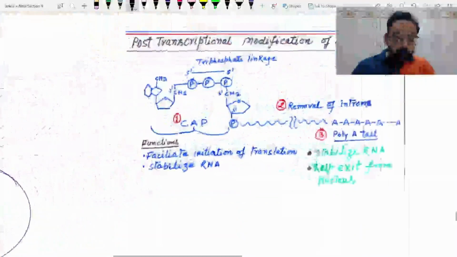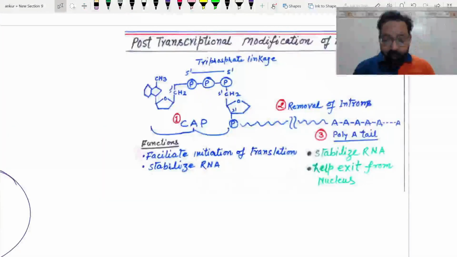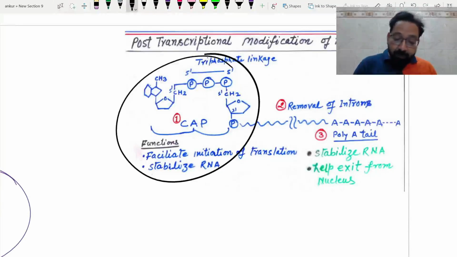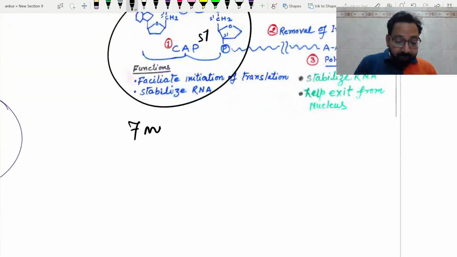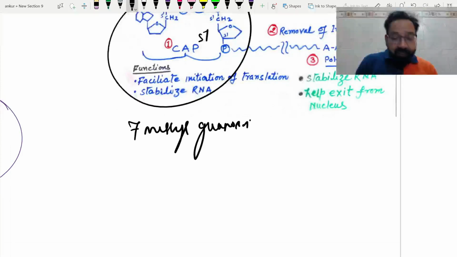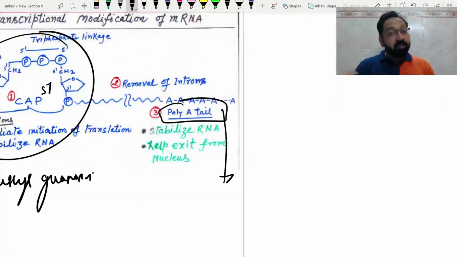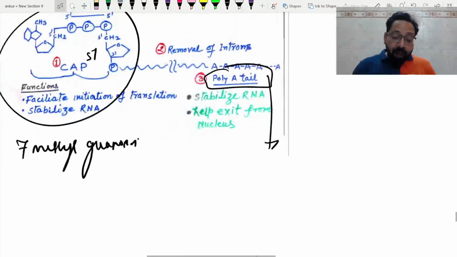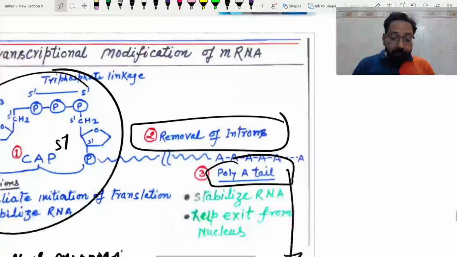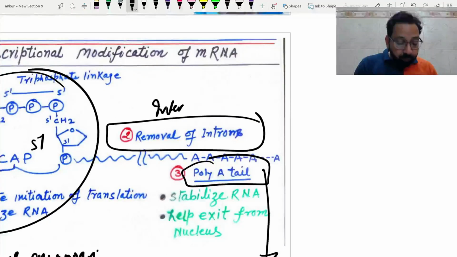Before moving further, post-transcriptional modification of messenger RNA, many times questions are asked. Modifications are capping, attachment of a cap at the 5 end. What is the cap? 7-methyl guanosine is the cap attached at the 5 end. Poly-A tail, attachment of the poly-A tail at the 3 end, yes, and removal of intron. Introns means intervening unit, just to support the genome.